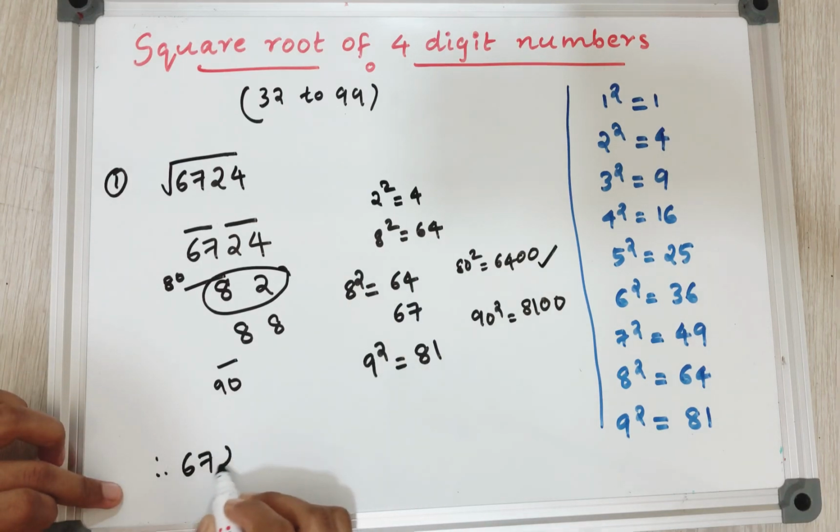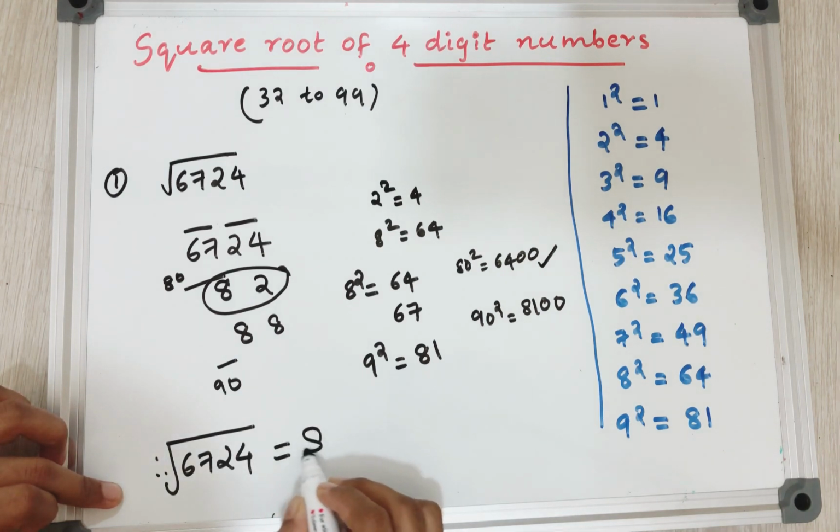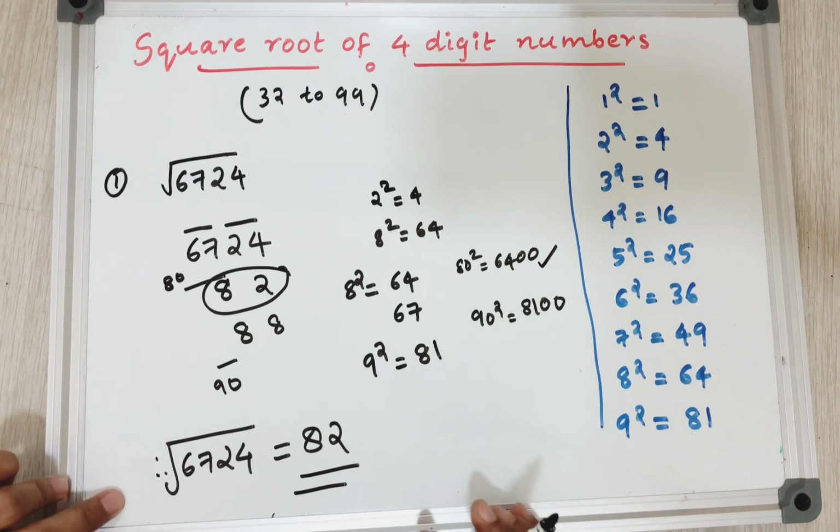Therefore, the square root of 6724 is equal to 82. You can check using a calculator. We can do many more examples so that you will get it easily.